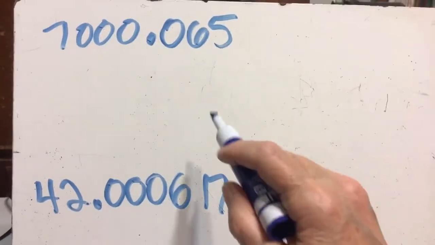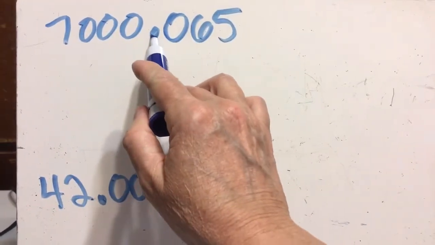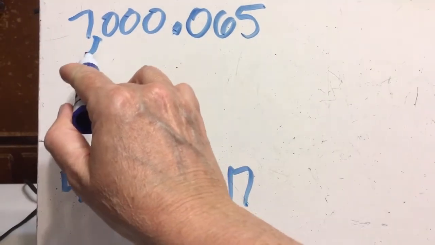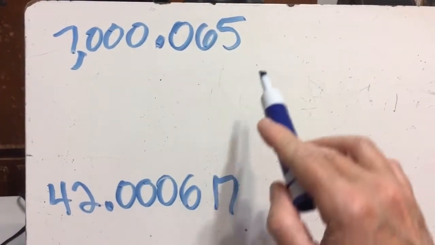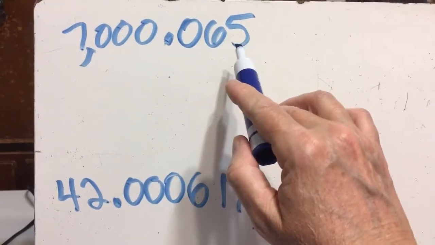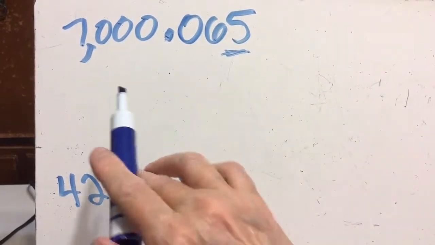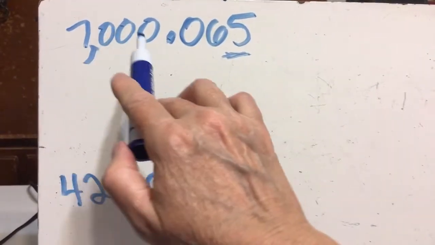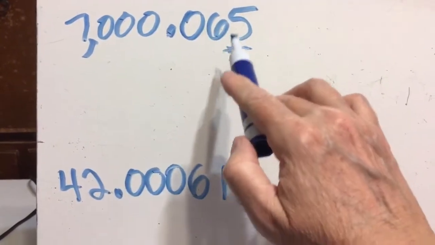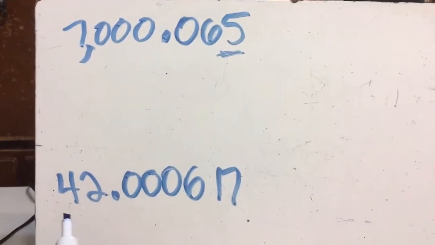Okay, these were in your practice set. So this one on the left, if we start here and we move to the left, 1, 2, 3, comma, and then over here we just have the 65, and then this place here is the thousandths place. So let's read the whole thing. 7,065 thousandths.